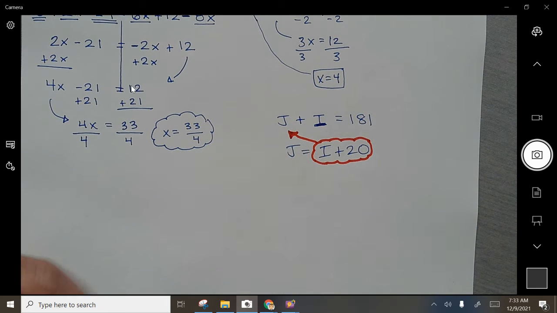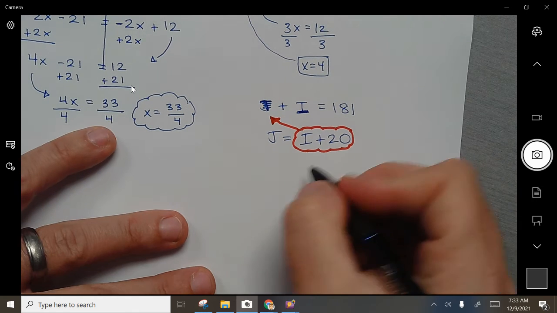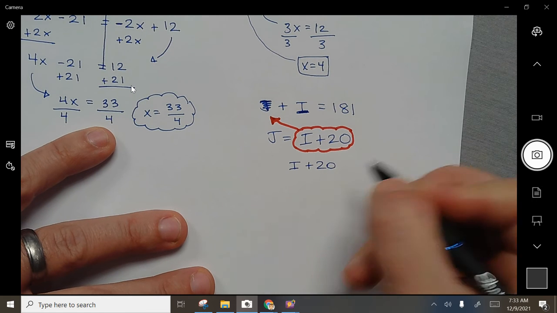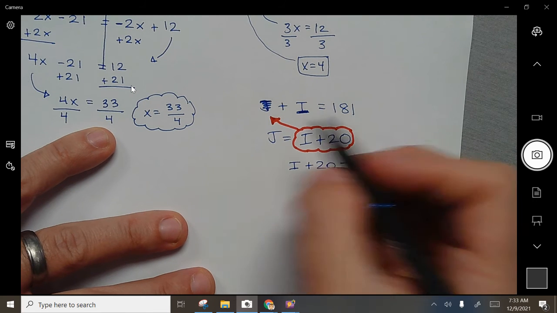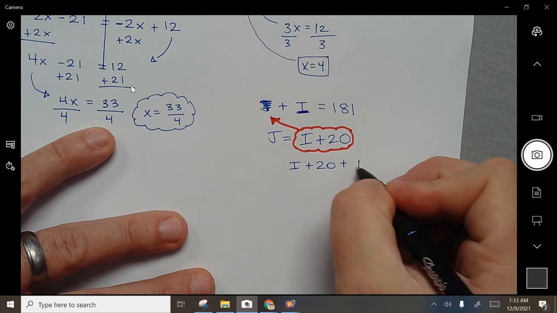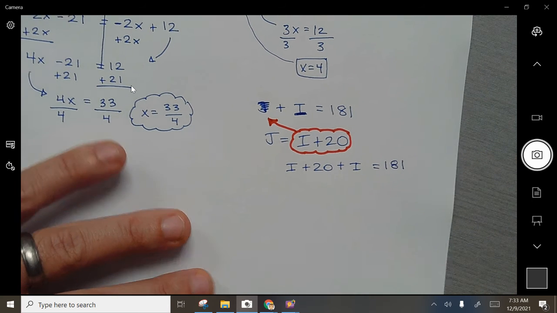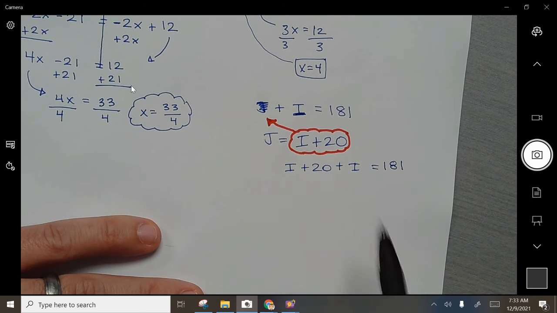So we're going to take this and we're going to put it where John is. And I want you guys to get that. So we're going to cross it out and handle it. All right. So it's going to be I plus 20. That's what we did right here, right? We plug that in, I plus 20 plus another I equals 181. Now you just have a simple equation you can solve for Isaiah.